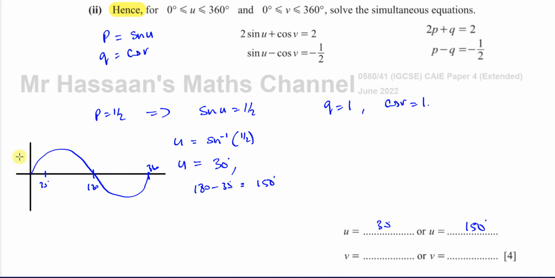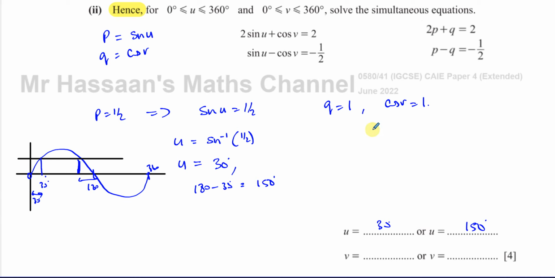There's another place over here which shares the same sine ratio as the sine of 30. That angle here is 30 degrees more than 0. And because this is symmetrical, this angle over here is 30 degrees less than 180. That's why it's 180 minus 30. So it's 150. So those are the two angles for u.